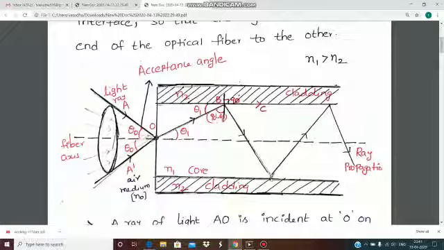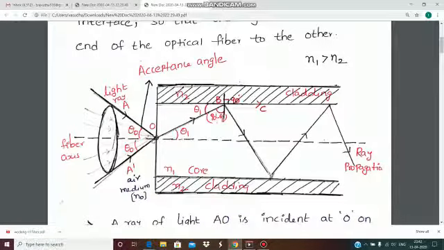Again here also, if the two conditions are satisfied, the same process occurs: total internal reflection takes place. Like this, light propagates from one end of the fiber to the other end by multiple total internal reflections. Now, how is total internal reflection possible here? It is mainly dependent on the angle of incidence at the end face of the core.